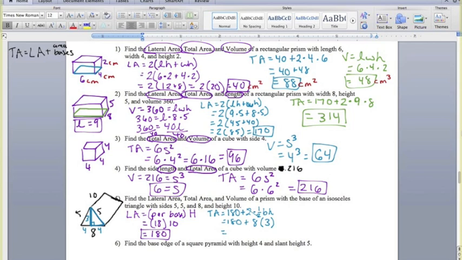So we add that up and we get 204. If you made a different one your base, what would happen? It's a lot harder to calculate what your height is. You need trig. So we don't want to do that.